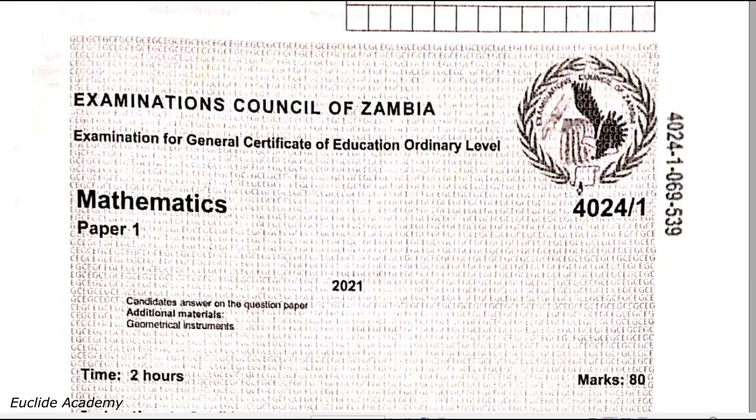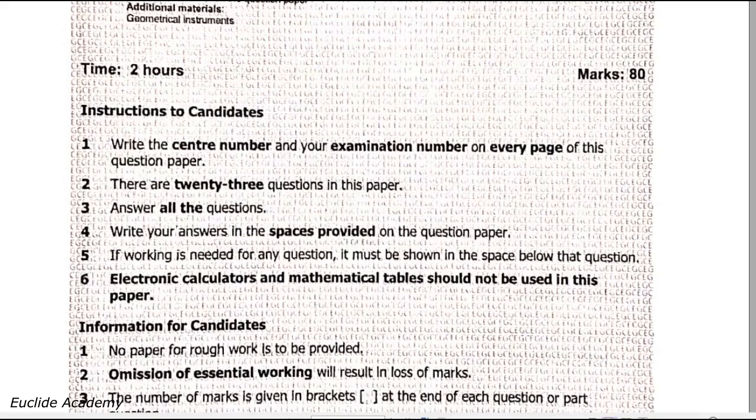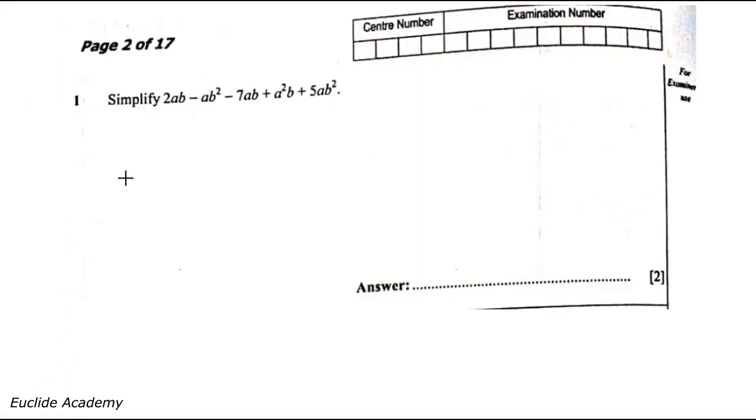Today we're going to solve the 2021 Mathematics Paper 1, that is for the General Certificate of Education or GCE. I'm not going to read out the instructions to you, but I will just say this, that electronic calculators and mathematical tables are not allowed in this paper. Having said that, let us get into solving the questions. And we begin with question 1.